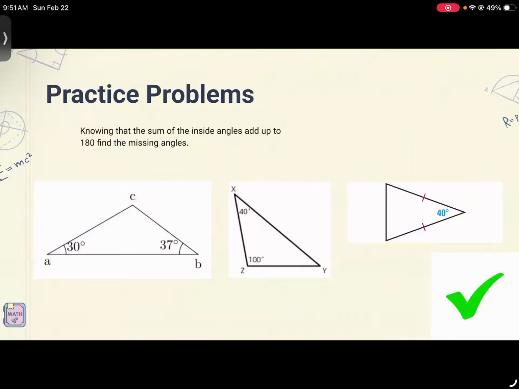Very good. Next, we will go over some more practice problems. We already had the algebra unit, so this shouldn't be too complicated. This is one thing that we do with triangles a lot. It says, knowing that the sum of the inside angles add up to 180 degrees, find the missing angles.